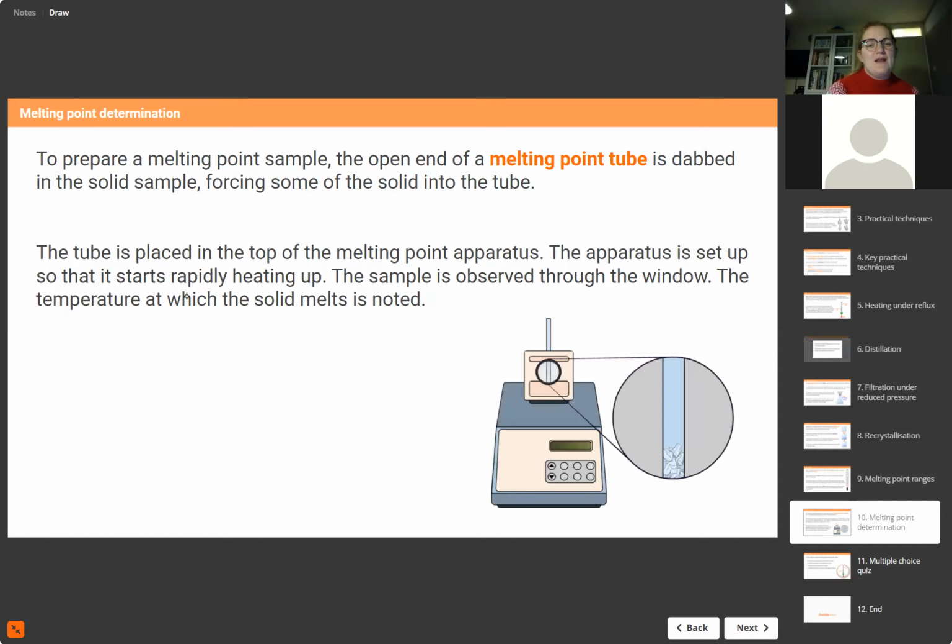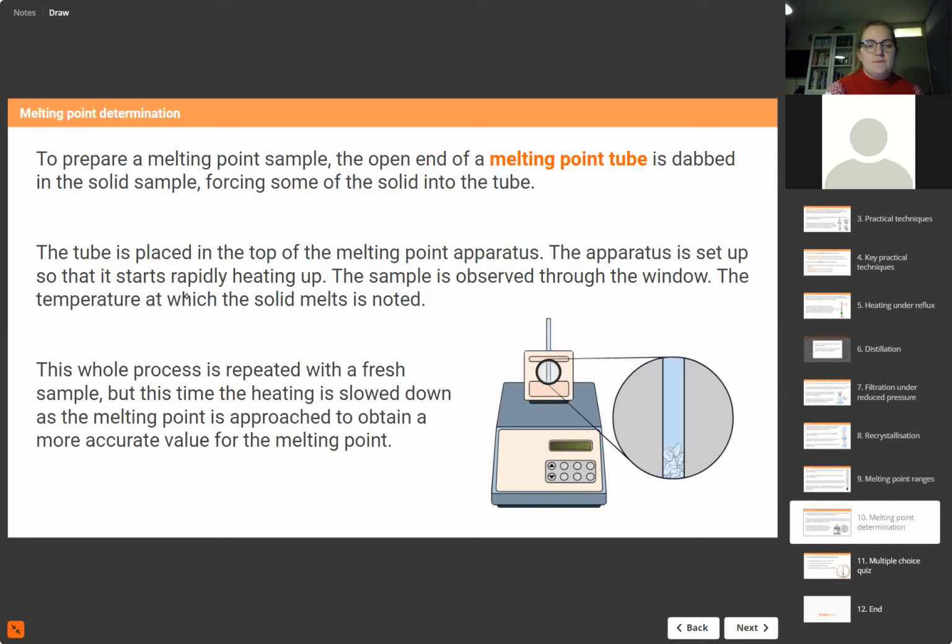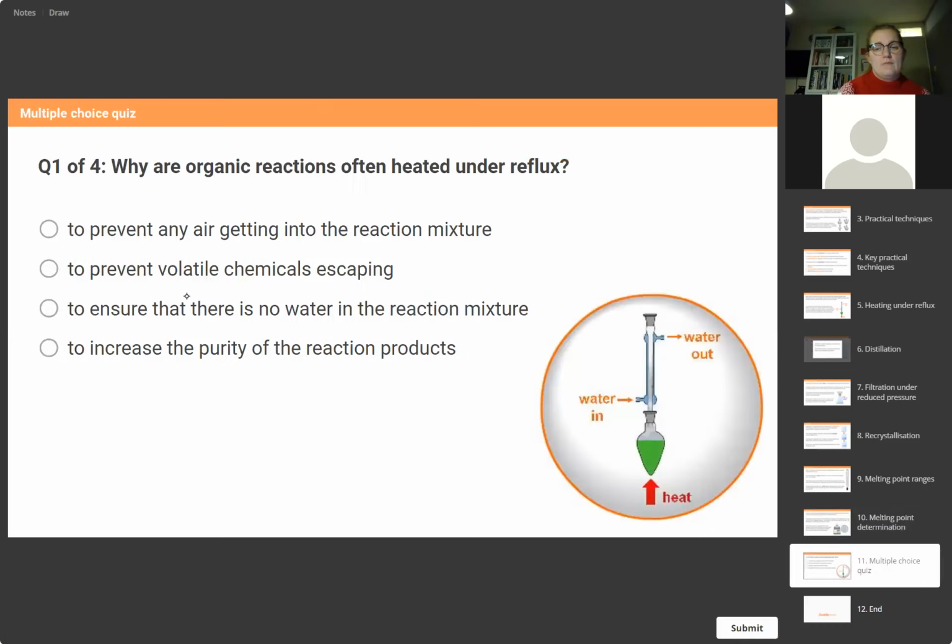The tube is then placed on top of the melting point apparatus, and this apparatus is set up so that it starts rapidly heating up. The sample is observed through the window. The temperature at which the solid melts is noted. And this whole process is repeated with a fresh sample, but this time the heating is slowed down as the melting point is approached to obtain a more accurate value for the melting point.